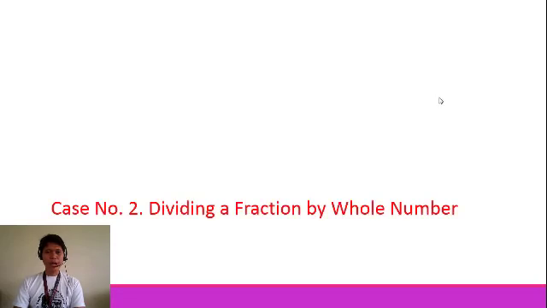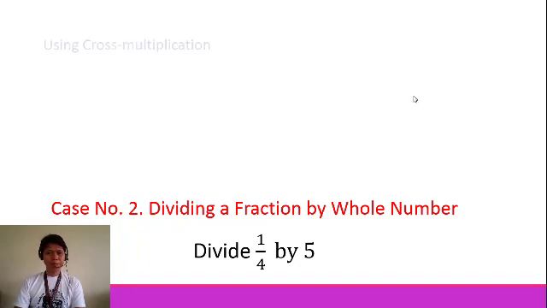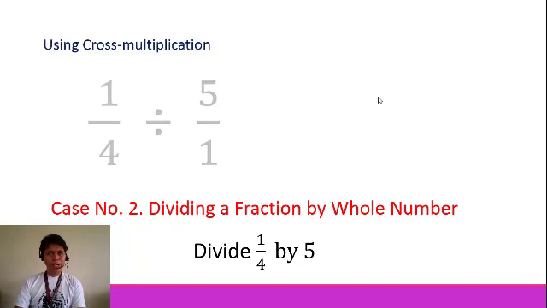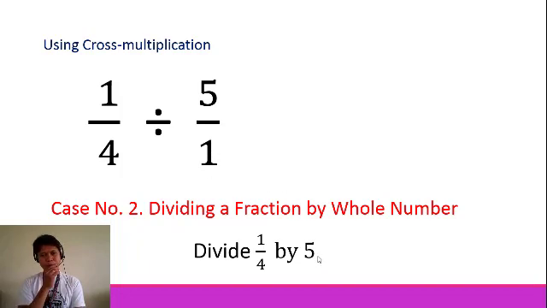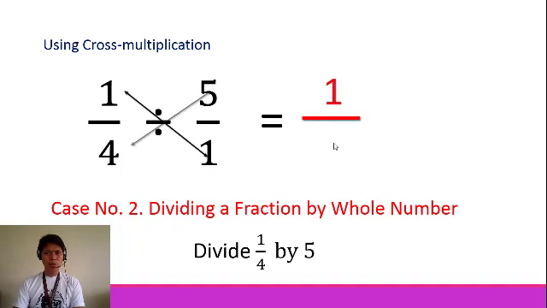Okay, so moving on, we have case number 2, dividing a fraction by a whole number. Divide 1/4 by 5. So by using the cross multiplication, we have 1/4 divided by 5 over 1. Okay, where did you get the 5 over 1? Since it is a whole number, it is understood to have a denominator of 1 because 5 divided by 1 is equal to 5. So remember that if it is a whole number, you just place a denominator which is 1. So by cross multiplication, 1 times 1 is equal to 1, and then 5 times 4 is equal to 20. So the answer is 1 over 20.